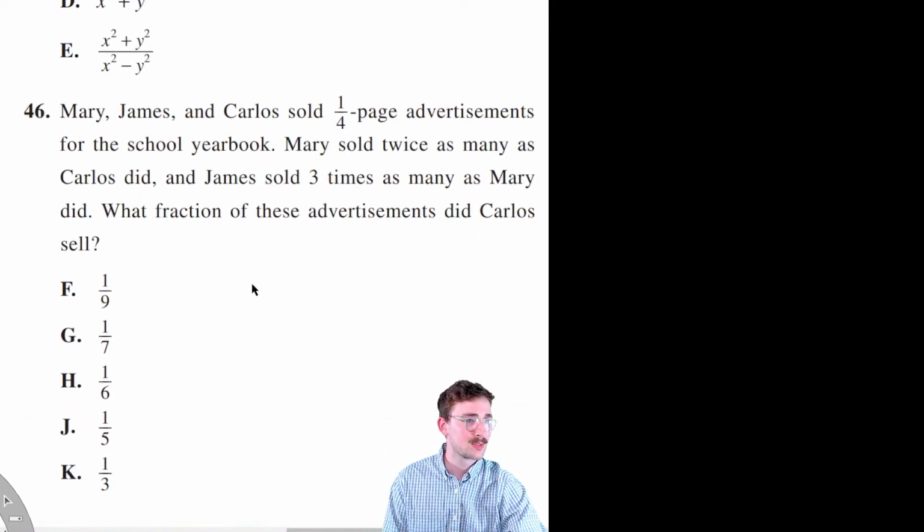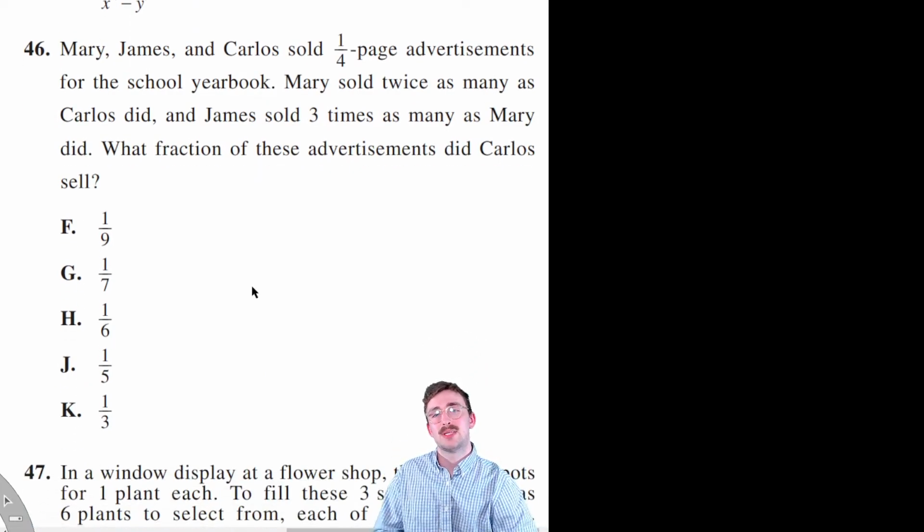All right, 46. Mary, James, and Carlos sold 1/4 page advertisements for the school yearbook. Mary sold twice as many as Carlos did, and James sold 3 times as many as Mary did. Congrats, James. What fraction of these advertisements did Carlos sell?